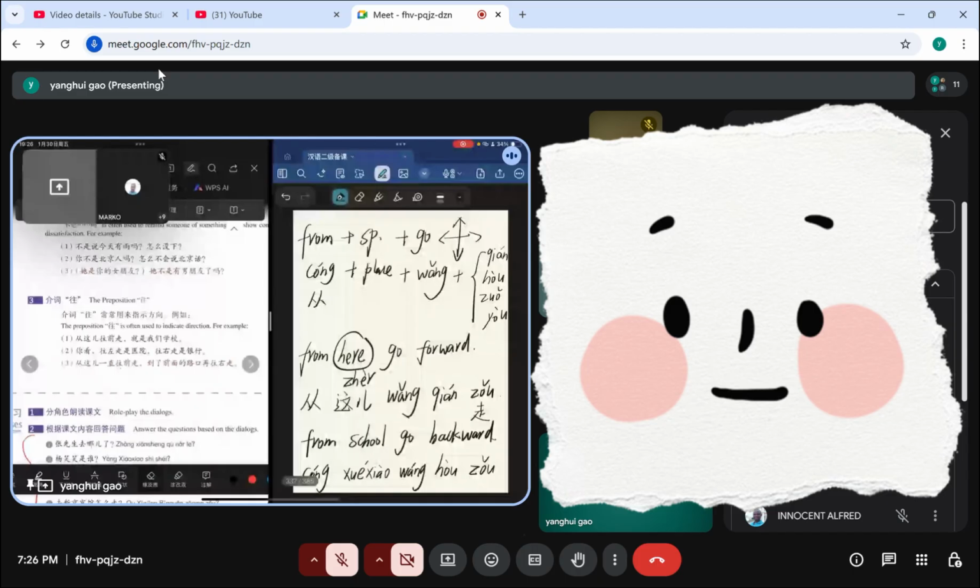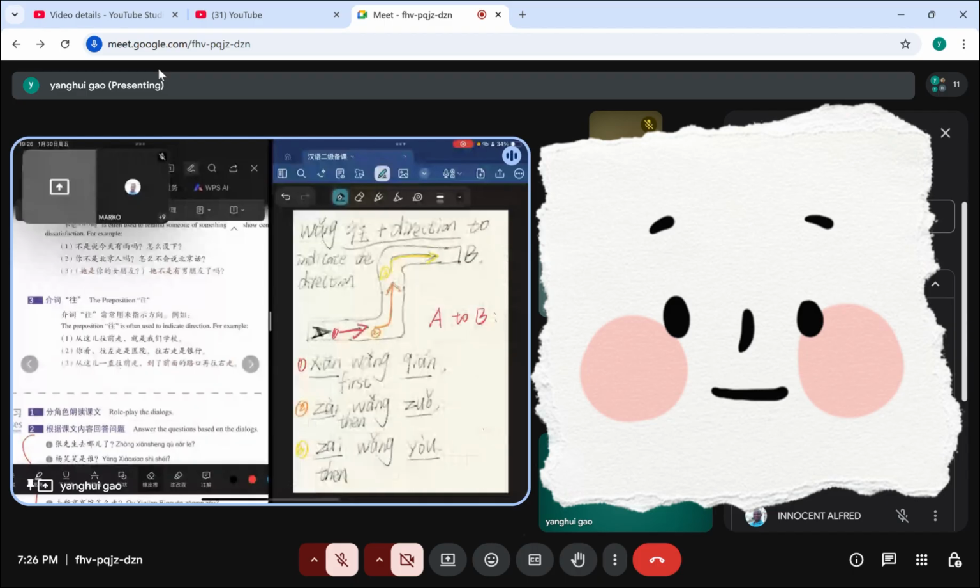Okay, let's see this one. This map. Let's see how to give the directions. So now we need to get from point A. A is here. From A to B, 从 A 到 B. So now let's see how we get from point A to point B. Okay, we use 往 as a direction to indicate the direction.